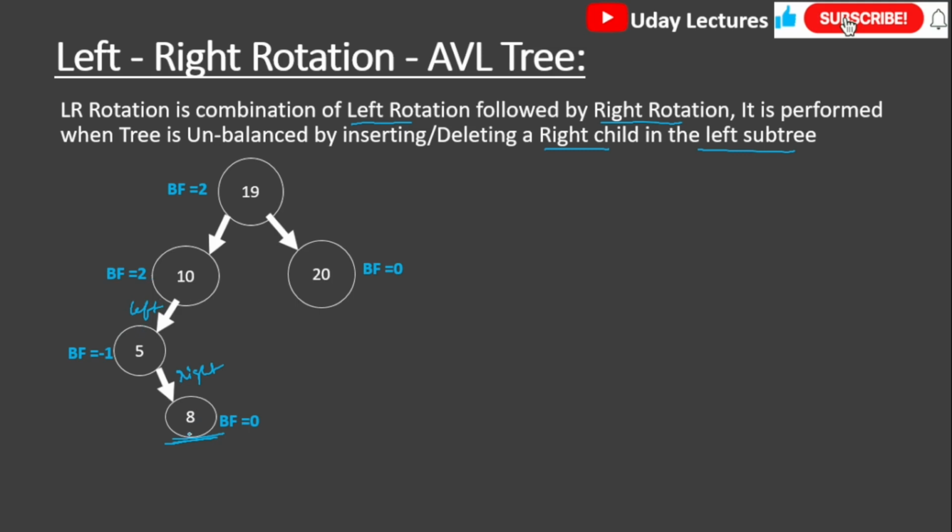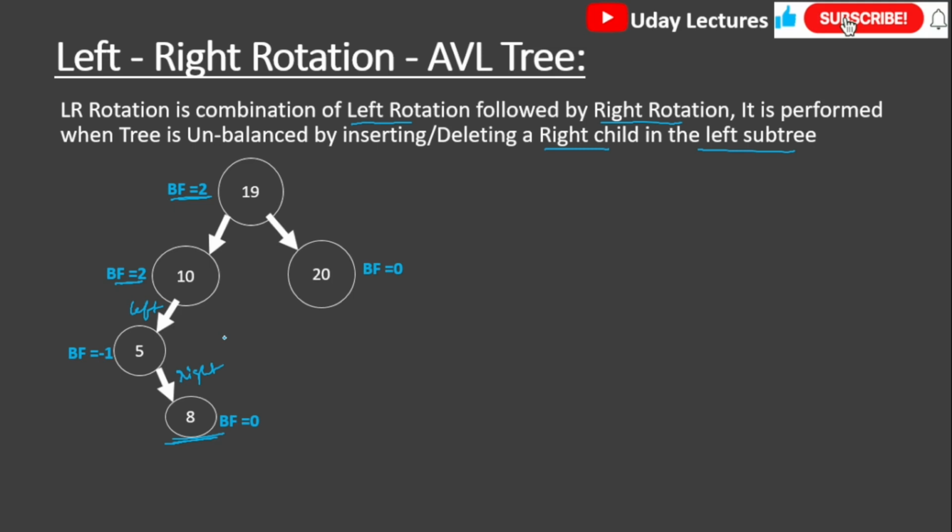Here if you see, by inserting 8 we got the balance factors impacted for this node and also for this node. And now we have to perform rotation for this particular subtree. Always remember, the rotations are performed from the bottom to the top, wherever the balance factors are impacted.